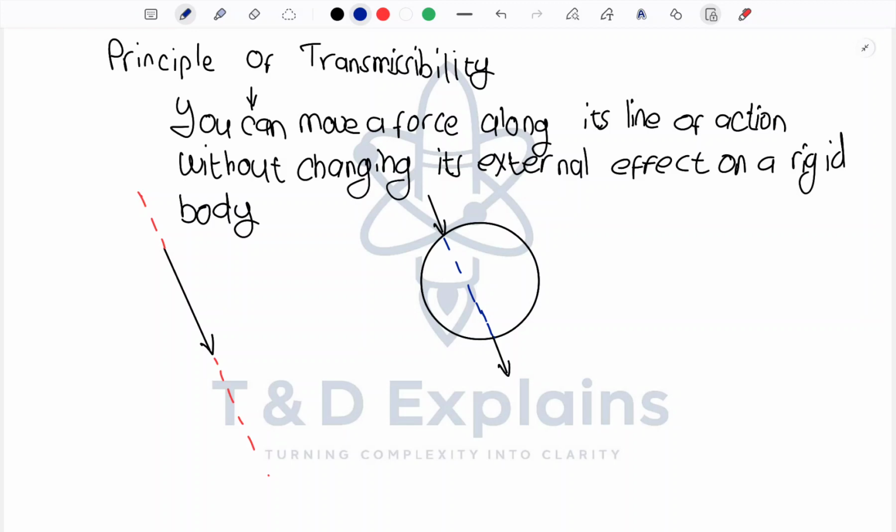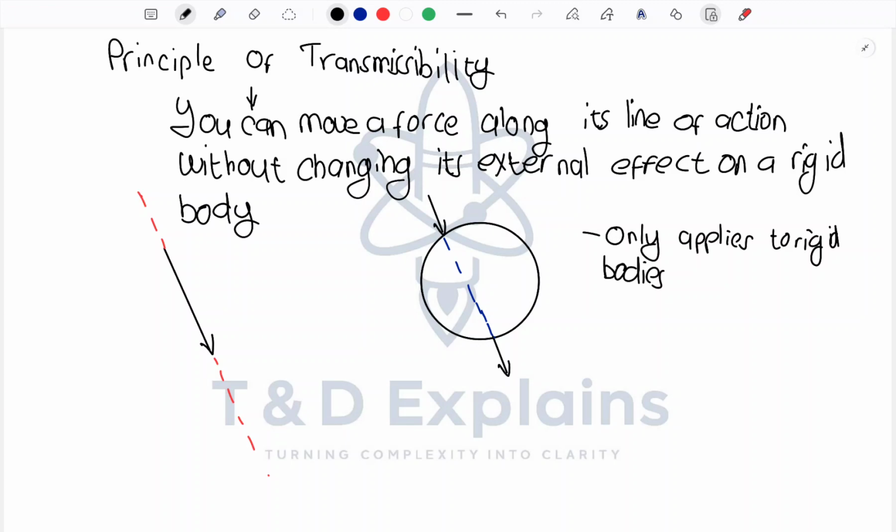And yeah, one thing to note is that the principle of transmissibility only applies to rigid bodies. Okay? And we do know that it also does not change the force effect on the motion of the object, like translation or rotation. Yeah. And this is useful in free body diagrams and in applying equilibrium equations.